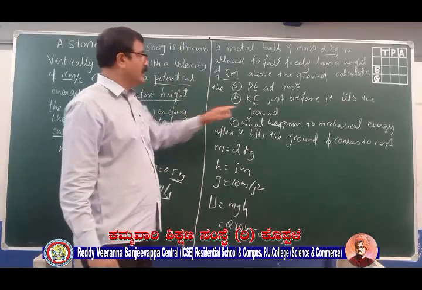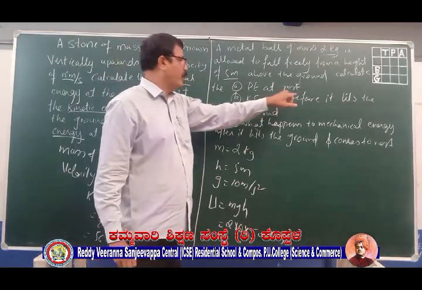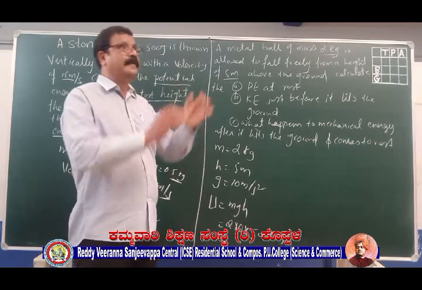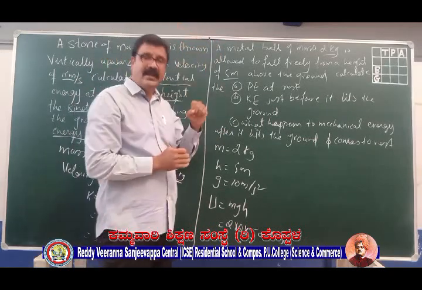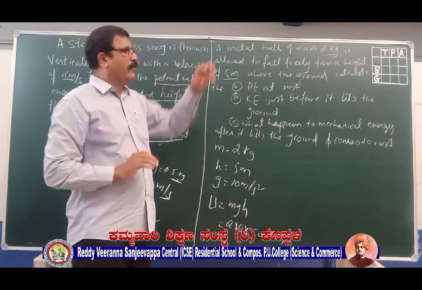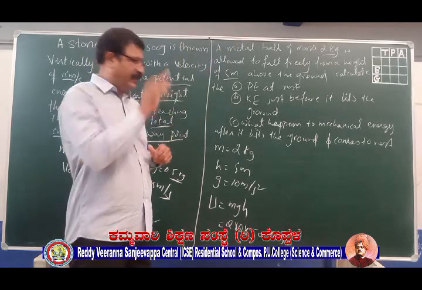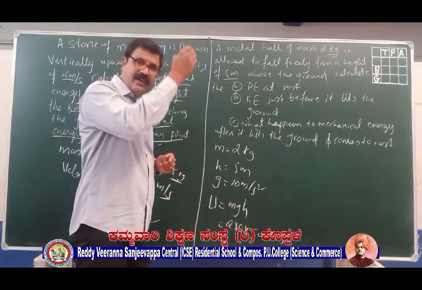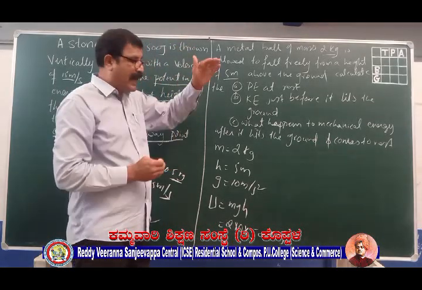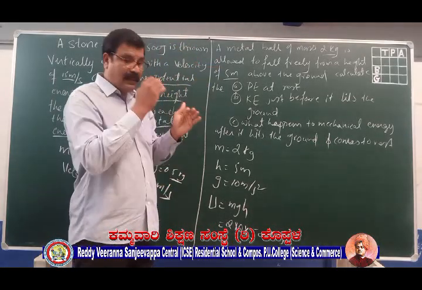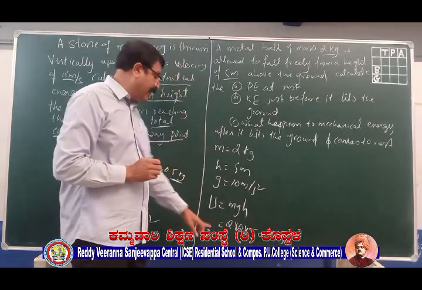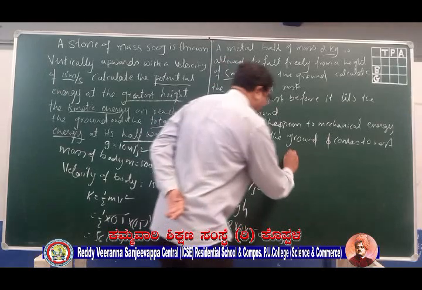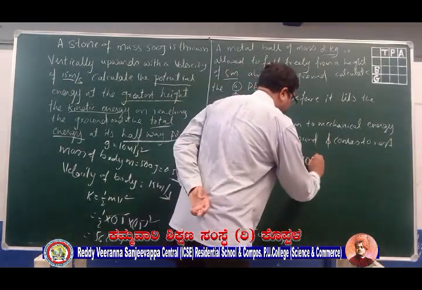So what is the second question? Kinetic energy just before it hits the ground. Once again the same thing. At maximum height, the potential energy is maximum while the kinetic energy is 0. When you allow it to fall freely, this potential energy will get converted to kinetic energy, and just before hitting the ground, the body will possess maximum kinetic energy, and that kinetic energy will once again be 100 joule.